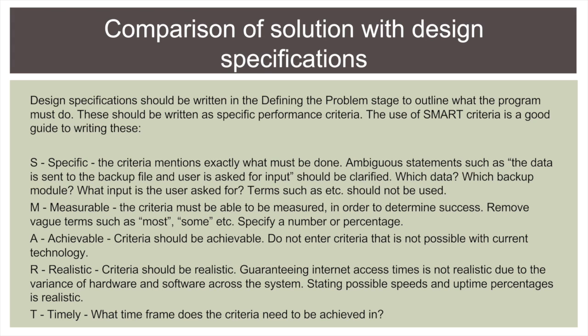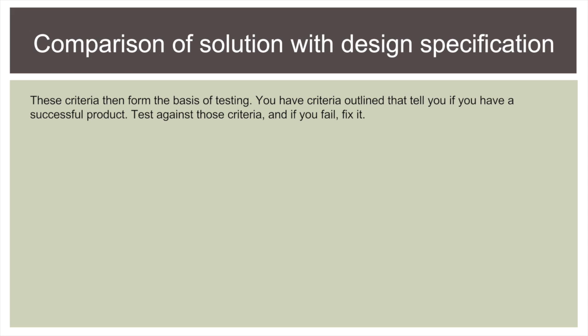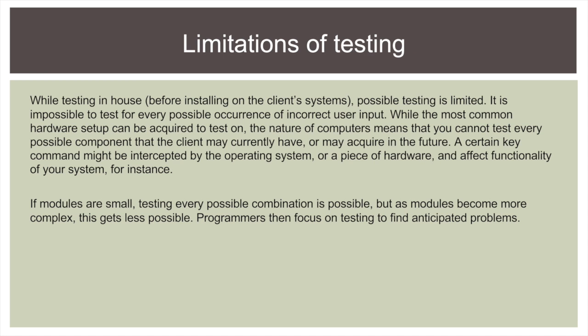Also needs to be timely. So what time frame does the criteria need to be achieved in? Okay, so maybe for page loading times, you might say it needs to load in 2 seconds. You might say that your project needs to be developed in 6 months, something like that. Each goal or each criteria needs to have a time on it. So yeah, these criteria form the basis of testing. You need to make sure that you have criteria outlined that tell you if you have a successful product. You test against those criteria, and if you fail the tests, you fix the problems.